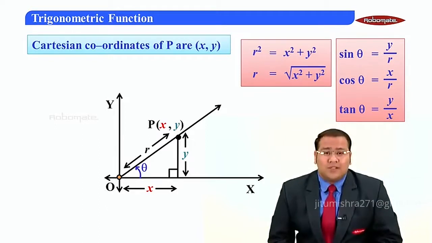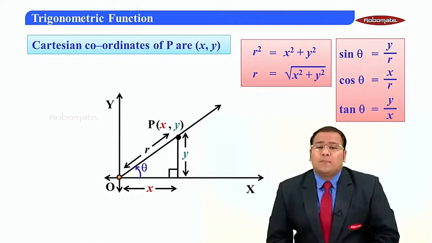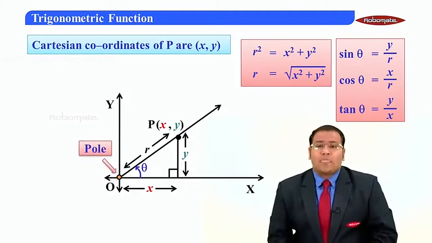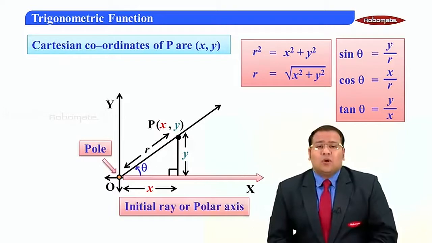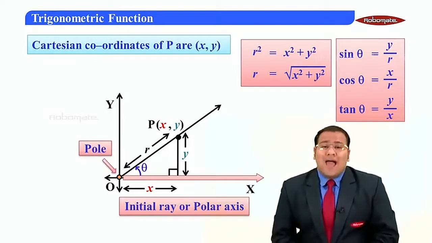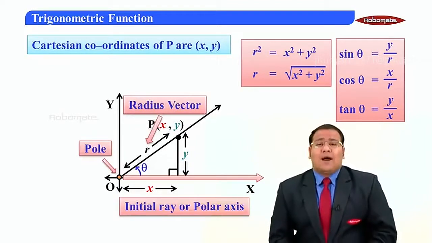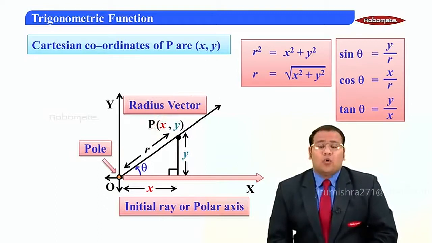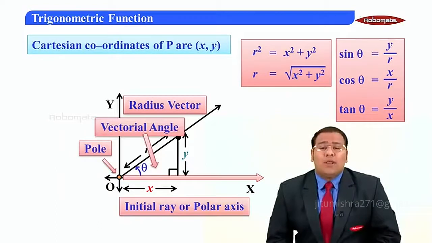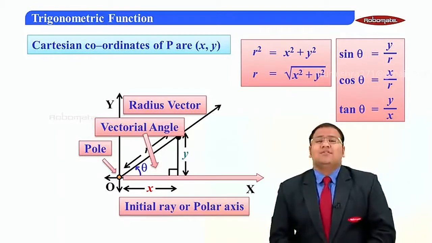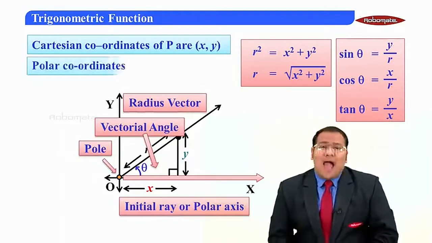So I can say that sine, cos and tan are the values in x, y and r respectively. Now a point of origin is always called the pole. The x-axis is always called the initial ray or the polar axis. This r bar is always the radius vector. Also, there is a vectorial angle. That angle in between the initial ray and the radius vector is nothing but the vectorial angle.